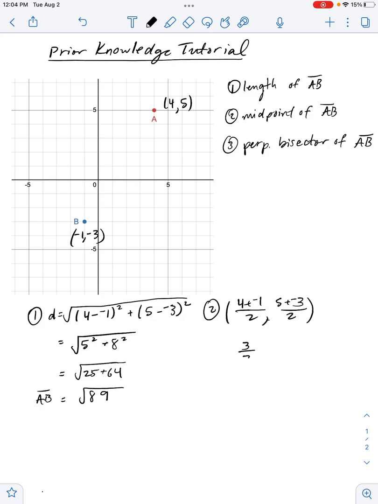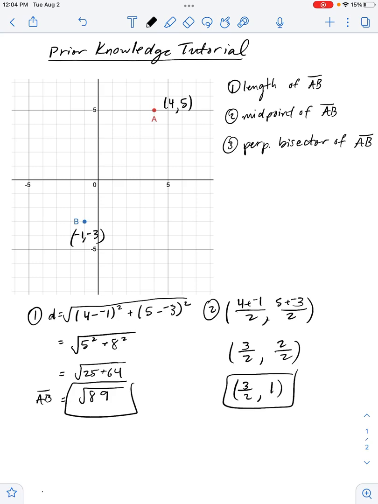And that gives us 3 over 2 and 2 over 2. Or 3/2, 1. You're welcome to write 3/2 as 1.5. That's sufficient as well. So we have these 2 answers for numbers 1 and 2.